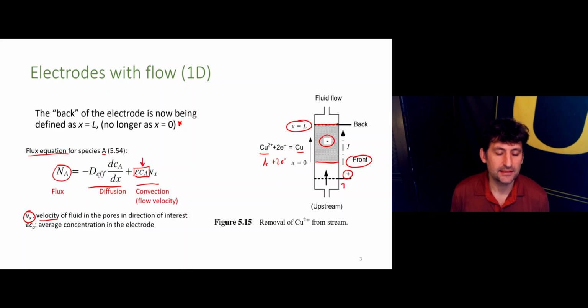Remember, Ca is the concentration that the electrolyte would have of species A, in this case copper 2+, that is getting reduced, if it was sitting by itself in a beaker, but epsilon is the porosity, it's the fraction of the electrode that actually contains that electrolyte. D effective is the effective diffusion coefficient, taking into account the tortuosity, the long path lengths within the porous electrode. dCA/dx is the concentration gradient that's driving the diffusion process.